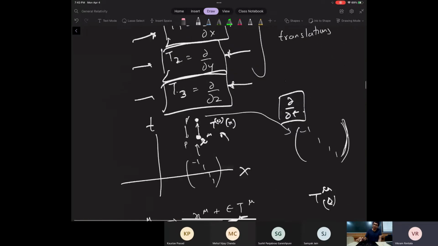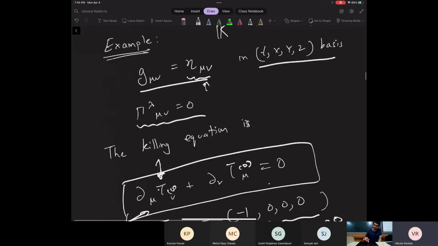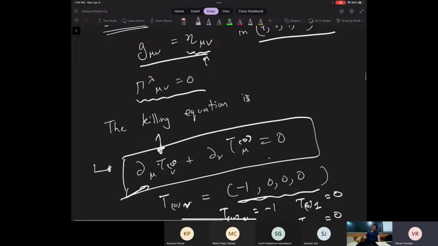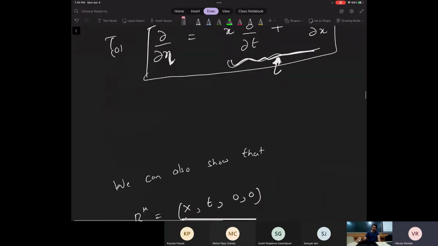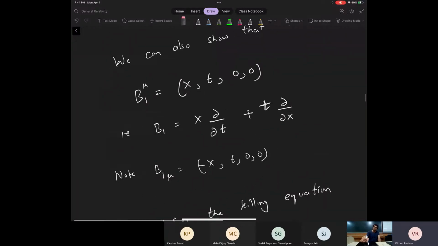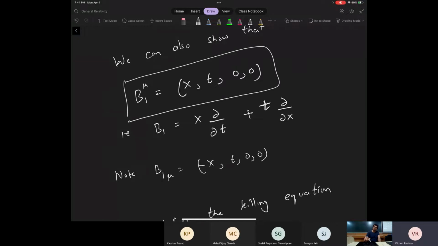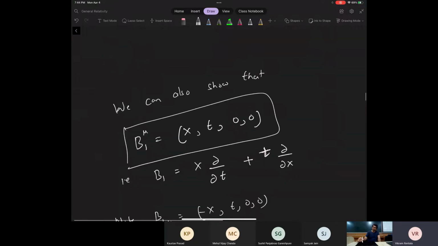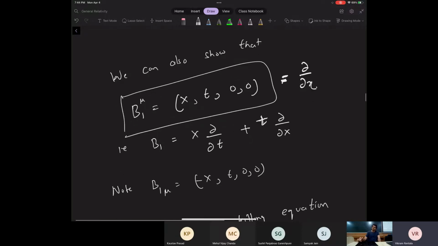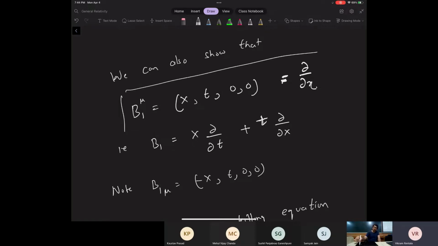Now we'll go back to Minkowski coordinates for a second, solve this Killing equation, and find some more Killing vectors. These new Killing vectors are slightly non-trivial. You can show, for example, that there's a Killing vector (x, t, 0, 0), which is exactly the one I wrote down here, which is partial eta in Rindler coordinates. This is a Killing vector. Why is it a Killing vector? It's not obvious, but let's see why.